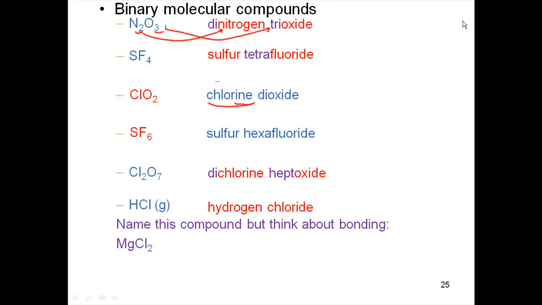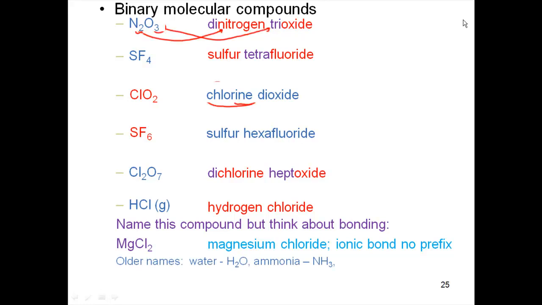That's ionic bonding. If it's ionic bonding, then we're just going to name the cation and the anion. I threw this one in the middle of all the rest of them. You want to think about bonding at all times, otherwise you make some mistakes as you go. MgCl2, ionic bonding. Therefore, all I got to do is name the cation, which is magnesium, and chloride for the anion. This is not a covalent bond, so I don't need the prefixes.